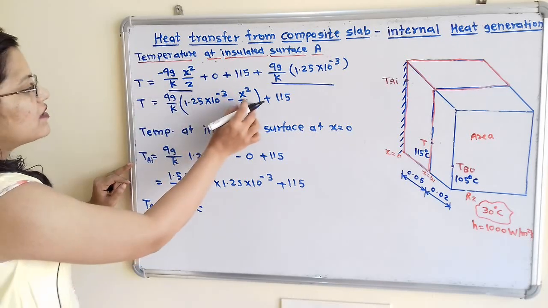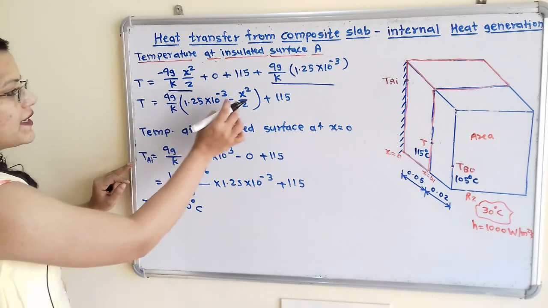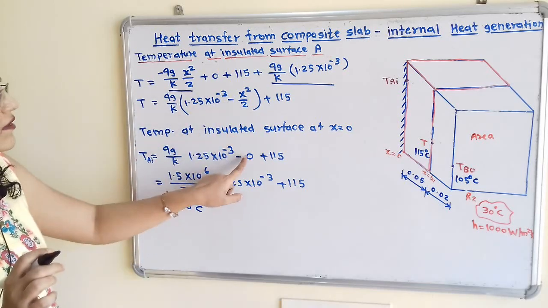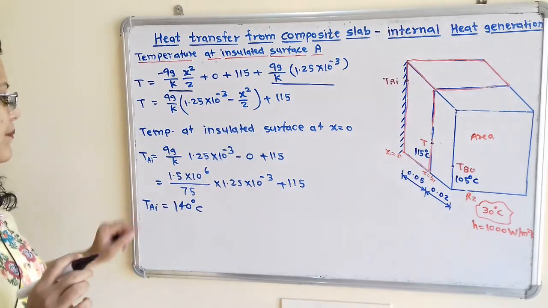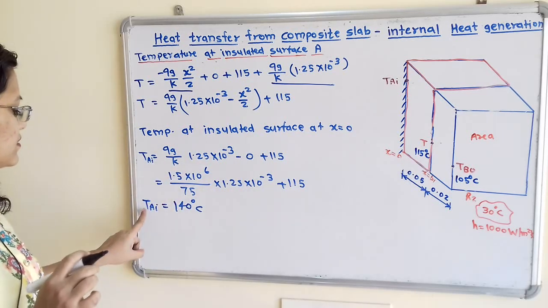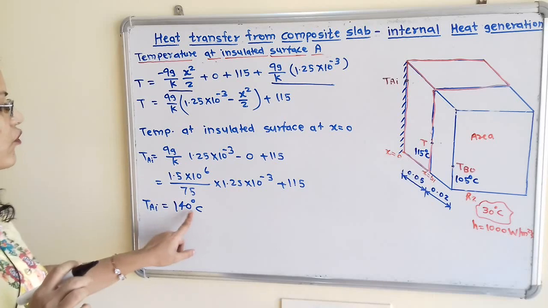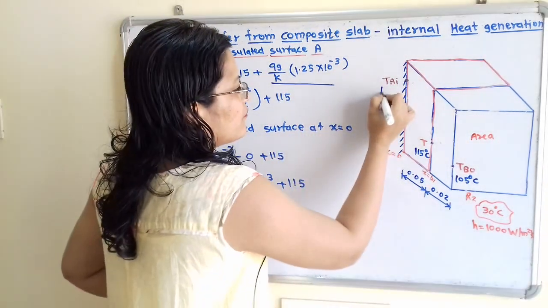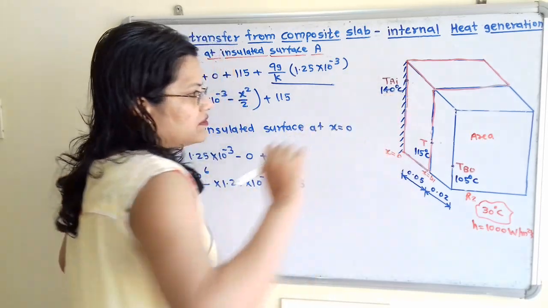Then for the second term, if we multiply this by Qg by K, here x is equal to 0. So this whole term will become 0. So minus 0 plus 115. So if we put the value of Qg by K, then we will get the answer T at I is equal to 140 degrees Celsius. So we will mention here the temperature 140 degrees Celsius.